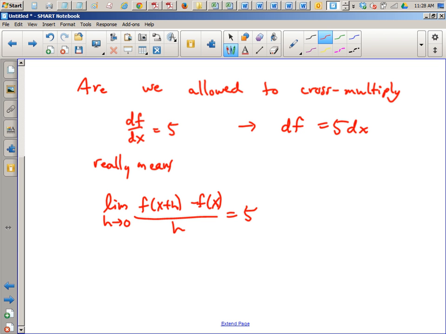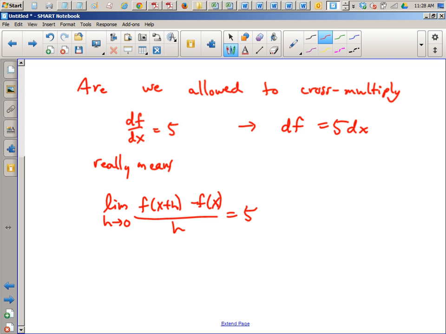Why would you feel like you can multiply that over if you can't, right? But that's exactly what this means. So it turns out that you actually can do it. You actually can multiply the dx over. But the question is why?